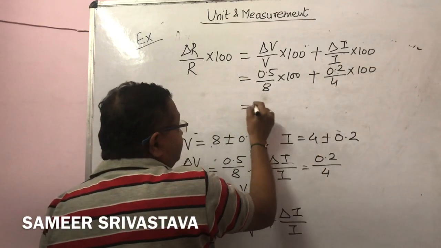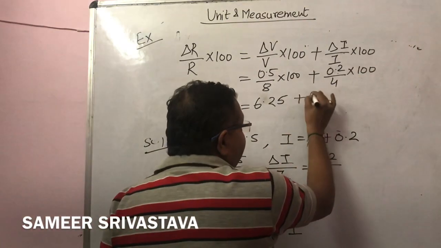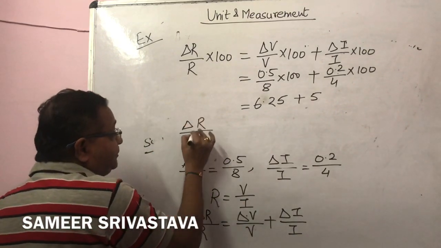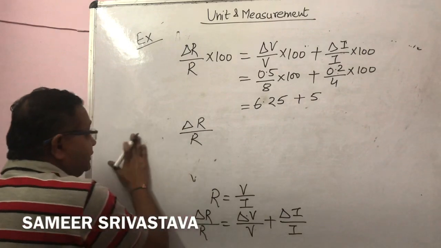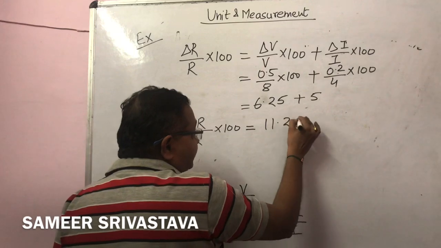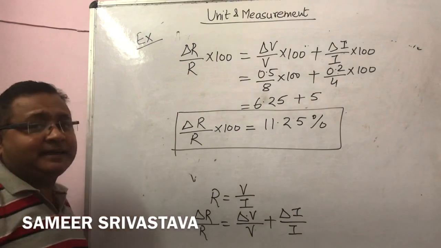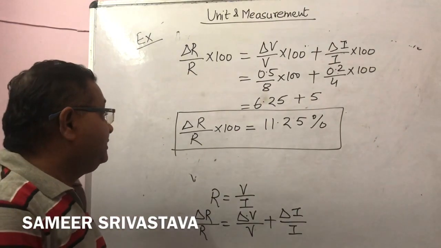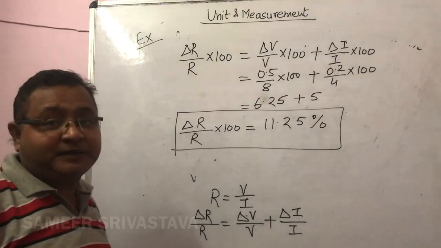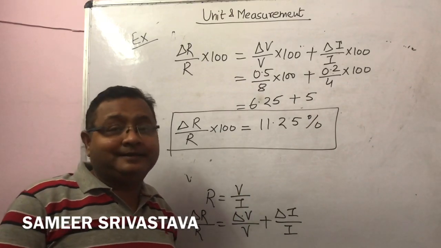After calculation, this becomes 6.25 and this becomes 5. So our total answer will be delta R upon R into 100, in percentage form, equal to 11.25%. So very simply we have found the percentage error for the resistance of the given circuit, that is delta R upon R is 11.25%.